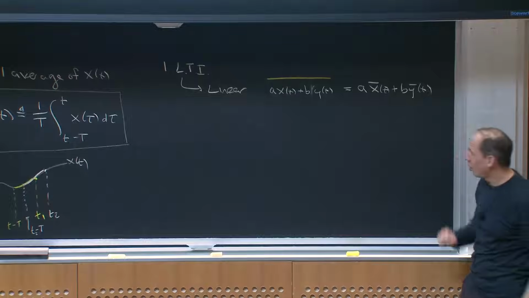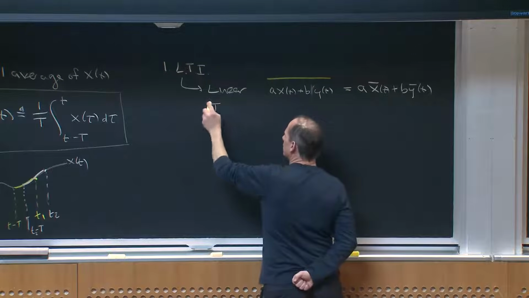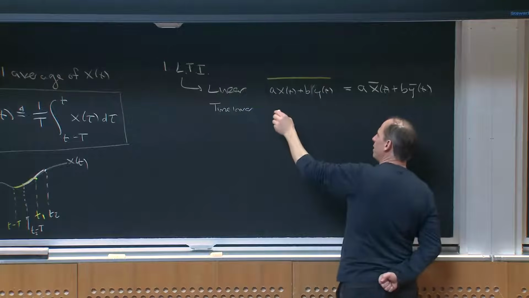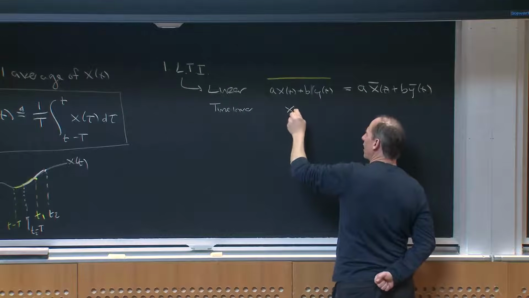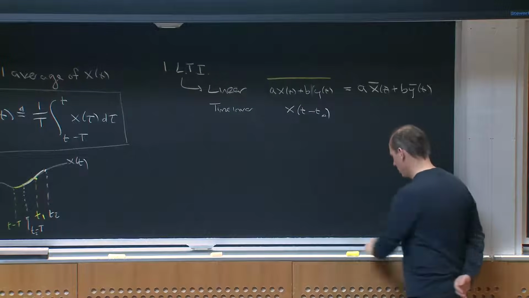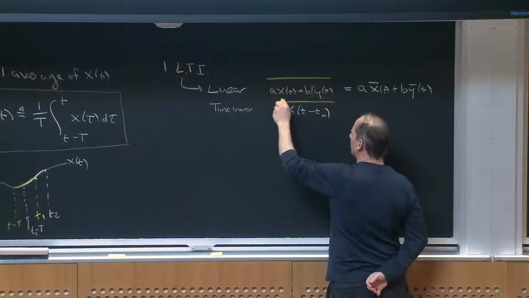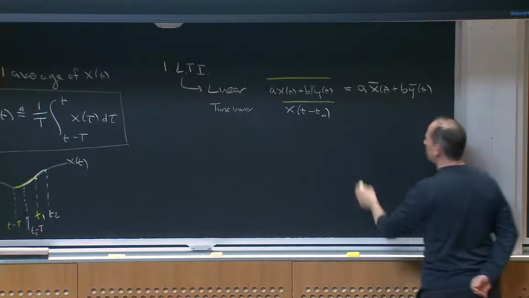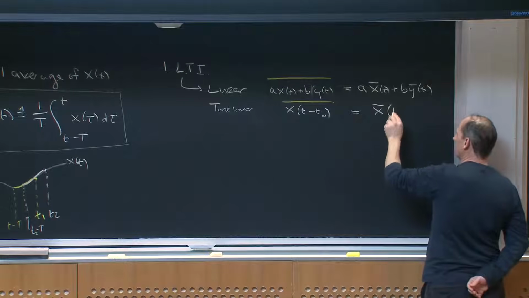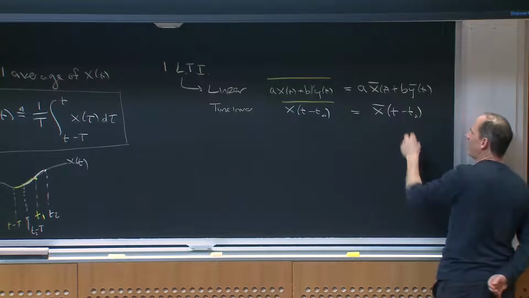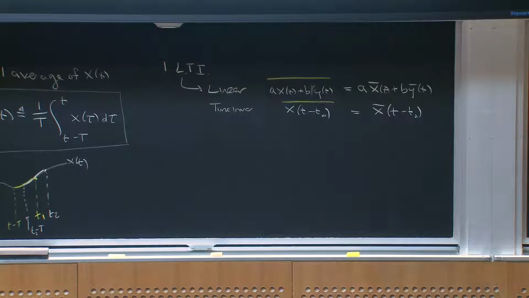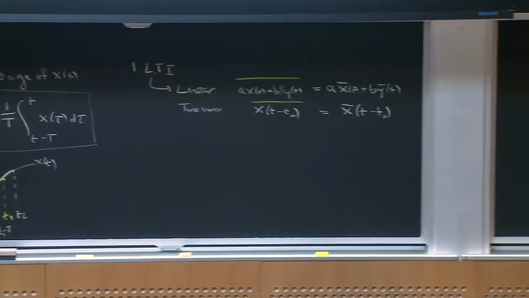That's nice. It's also time invariant, by which I mean if I took a signal x and shifted it by some time t naught, and then I took the local average of that shifted signal, it's equal to x bar shifted. It's equal to x bar of t shifted by t naught. So the local average of the shift is the shift of the local average. Okay, that makes sense, everybody?